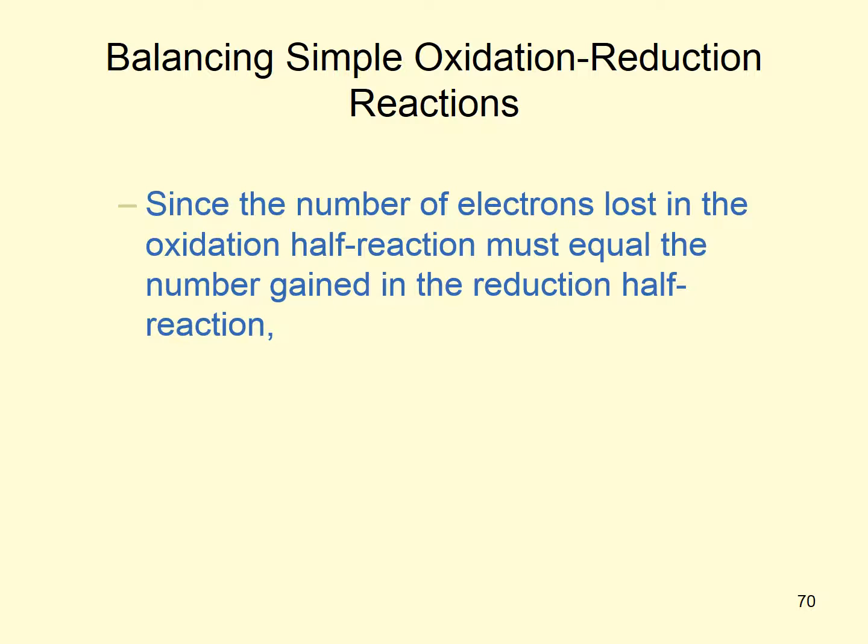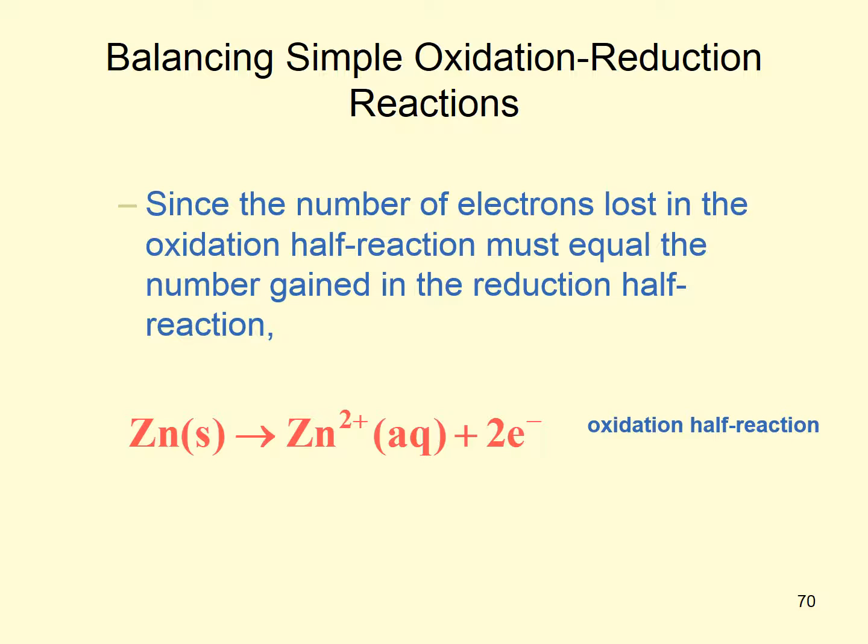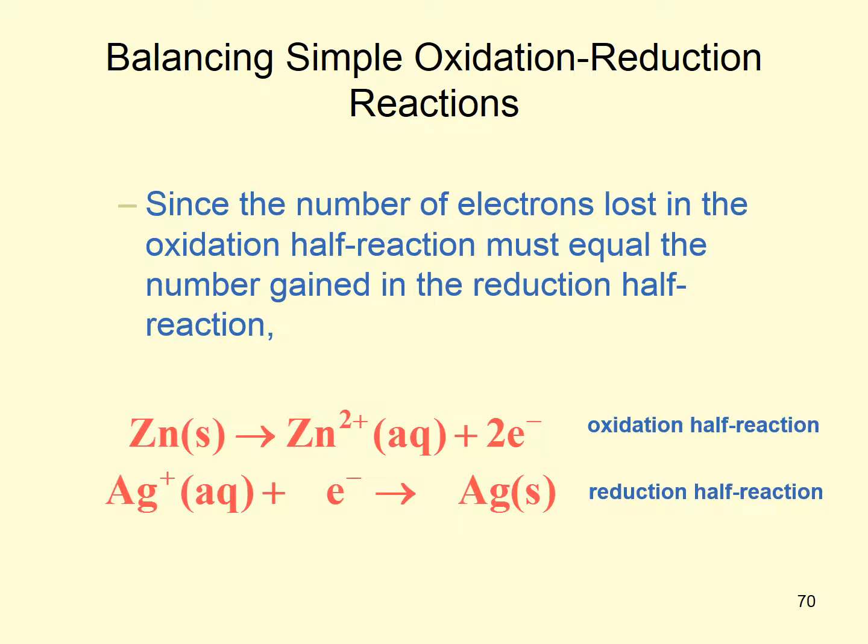So again, the number of electrons lost has to equal the number of electrons gained in the reduction half reaction. If we split it up, zinc becomes zinc 2 plus and loses 2 electrons, and that's how we can write it. That's the oxidation half reaction. Silver, on the other hand, Ag plus, will gain 1 electron to be reduced to silver metal. So they don't have the same number of electrons. So what do we need to do?